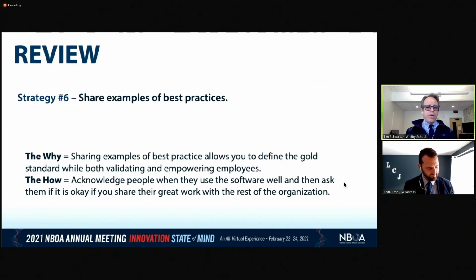All right, here's a review of strategy number 6. Share examples of best practices. The why is because sharing examples of best practices allows you to define the gold standard while both validating and empowering employees. And the how is to acknowledge people when they use the software well, and ask them if it's okay if you share their great work with the rest of the organization.